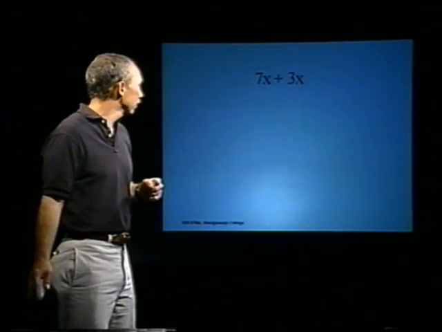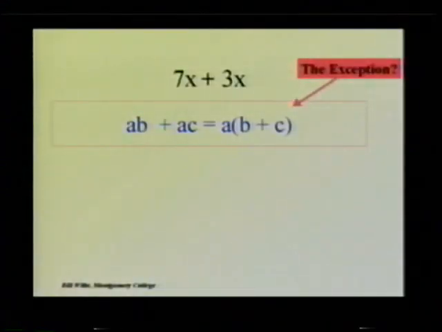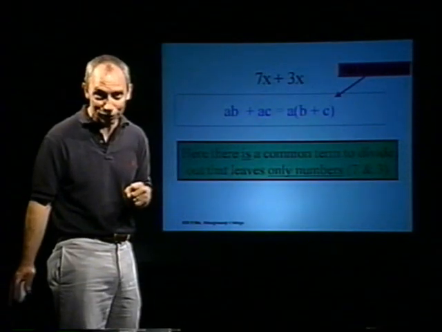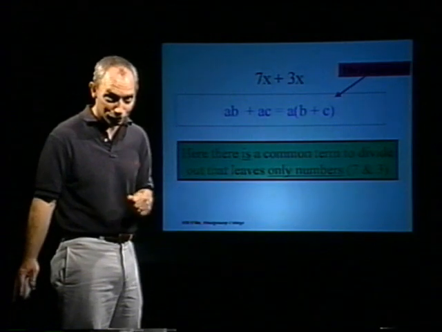Let's look at these two. Do I have a common term? Well, in this case, hopefully it's obvious to you. It's the x. So if I take that x out, it does leave only numbers, the 7 and the 3. So once again, the answer is they are like terms, so I can put them together. We need this exception because this is the only exception to the order of operations. That's pretty good if you only have one exception that you'll have to remember.